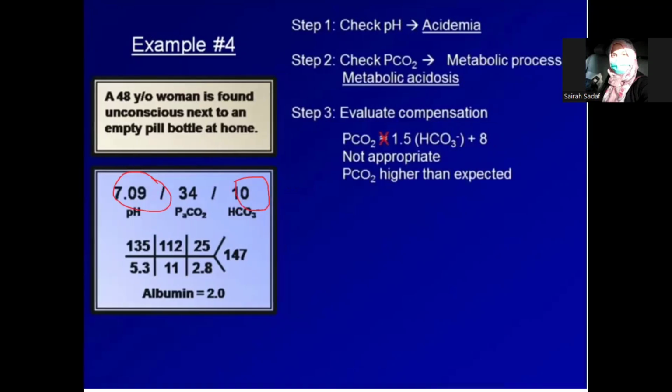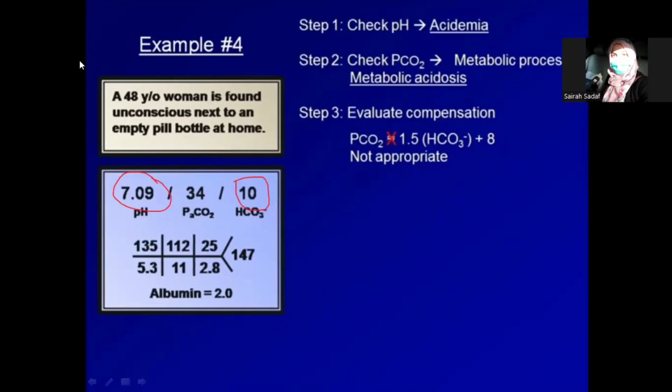So the PaCO2 is higher than expected. How come? Let's do it ourselves. The formula is, we multiply 1.5 with bicarb. So we will have 15. Now we have to add 8 and we will get 23. Okay, this is the expected value, 23.